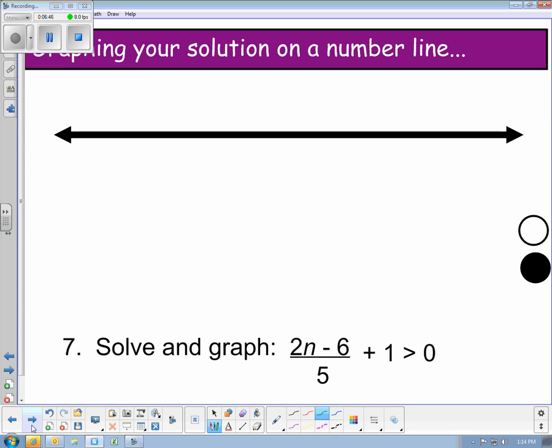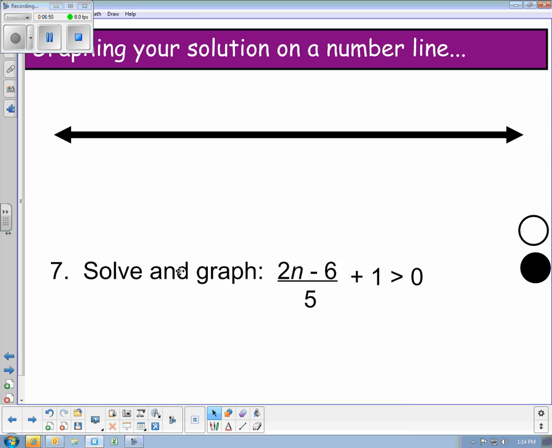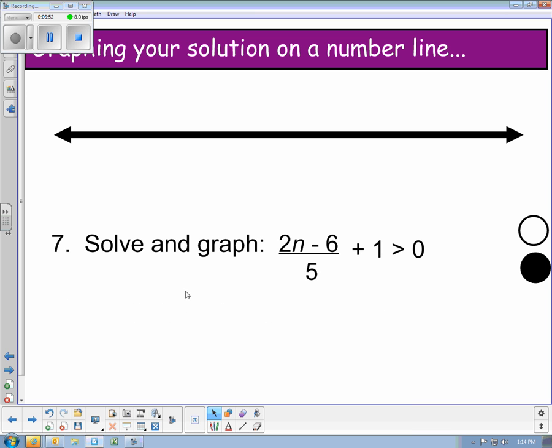Let's try one more together, number 7. In number 7, I am looking at the inequality 2n minus 6 all divided by 5 plus 1 is greater than 0. So again, I'm going to solve this like a normal equation. Start off with subtracting that 1. I'm going to get rid of this 1 that's by itself over there. Then I have 2n minus 6 over 5 is greater than negative 1.